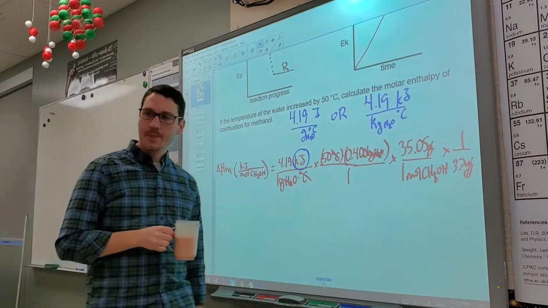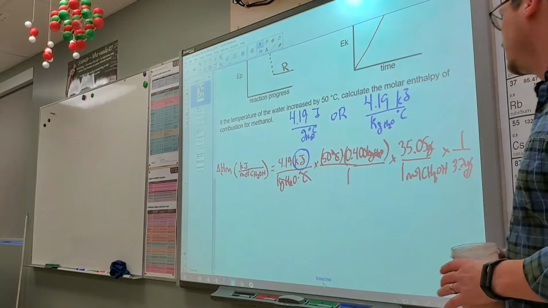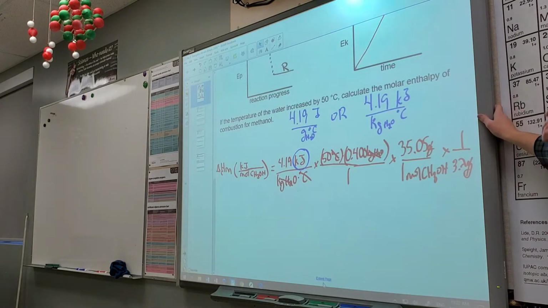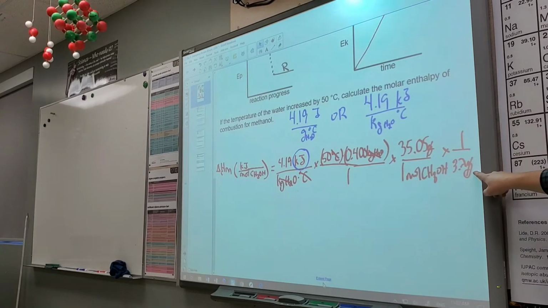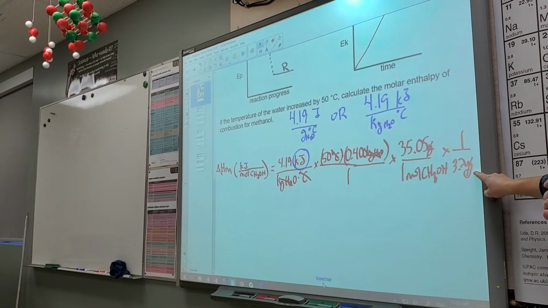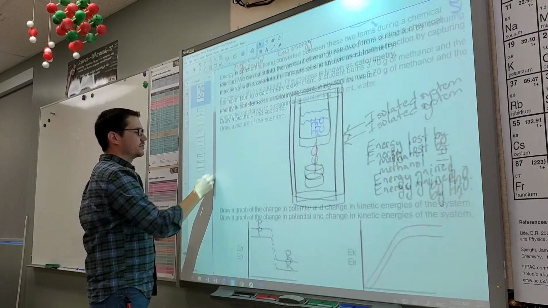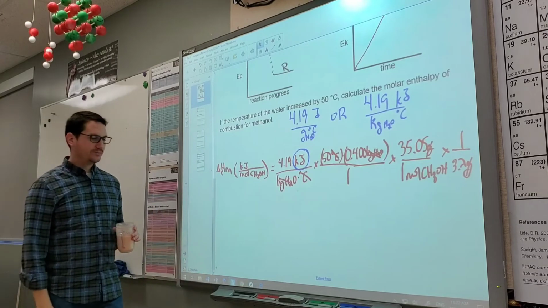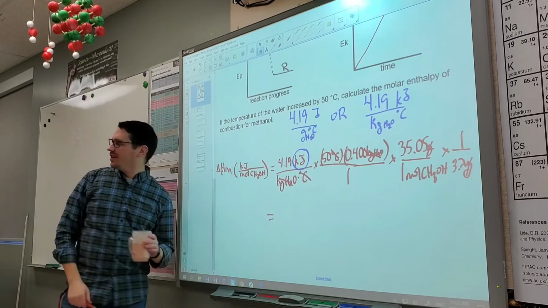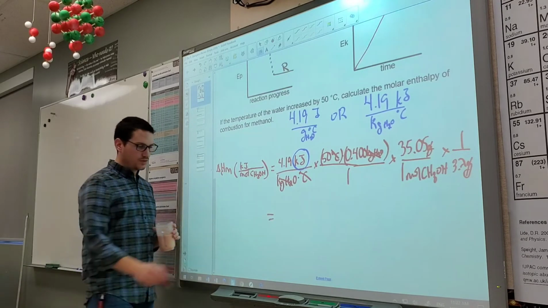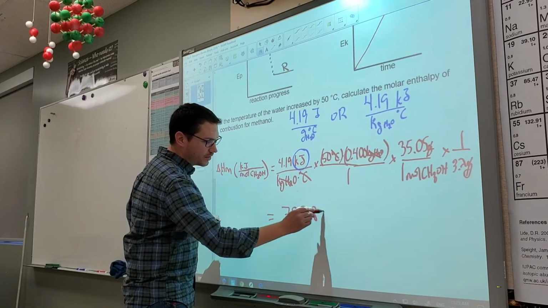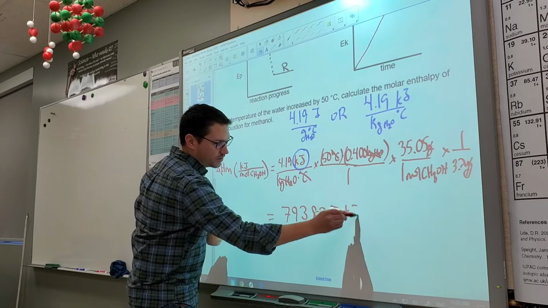What unit is the 35.05? That's grams per 1 mole of methanol. It's going to be 793 something. Where did you get the 3.70 from? I got it from the mass of methanol that we burned up here, 3.70 grams. I apologize, it's a little bit disjointed. Would you get 793? 793.835 kilojoules per mole.